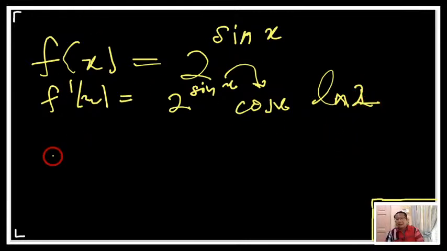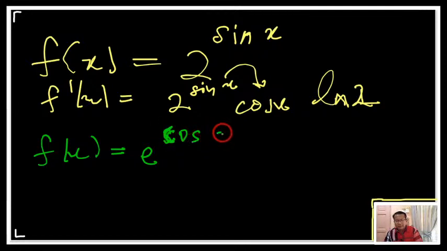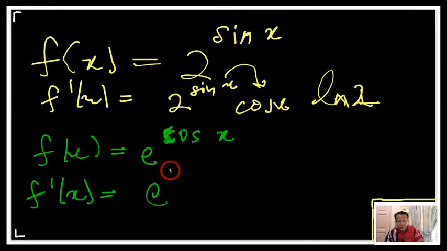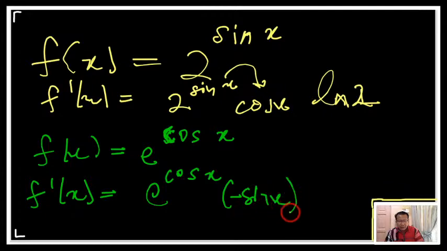Okay. If you have f(x) equal to e power cos x, maybe we use cos x this time. So f prime x, you see the difference. Copy, find the derivative, negative sin x, and then don't put log because this one is e. Log e is 1.